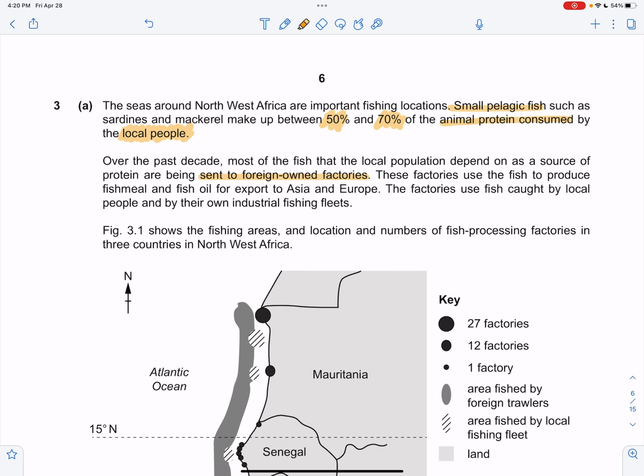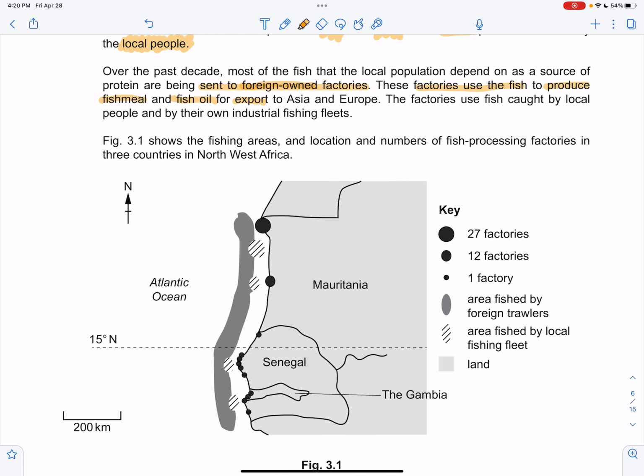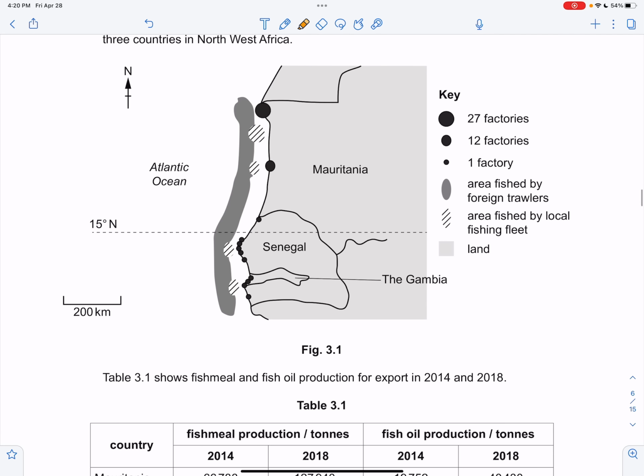The factories use fish caught by local people and by their own industrial fishing fleets, and they're producing fish meal and fish oil for export. These are foreign-owned factories, so not local. So we can look at the fishing areas and the location and the number of fish processing factories in these 3 countries in Northwest Africa.